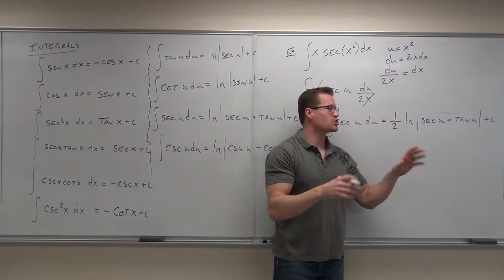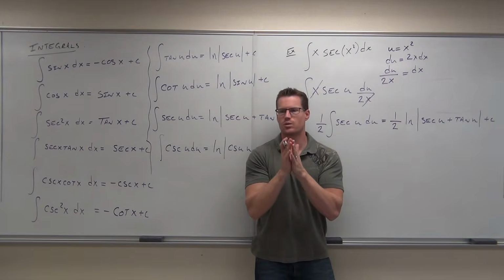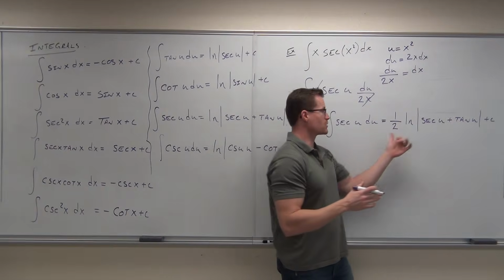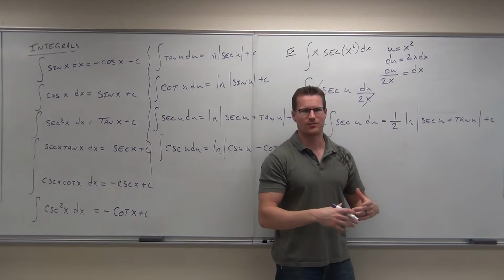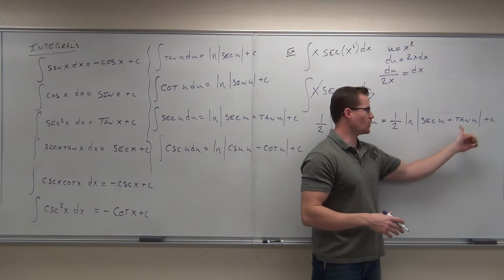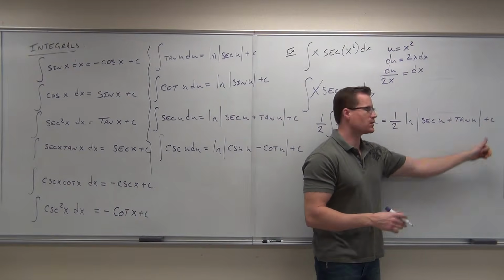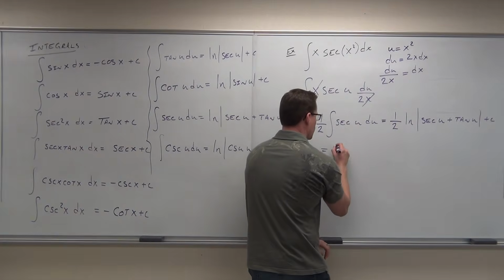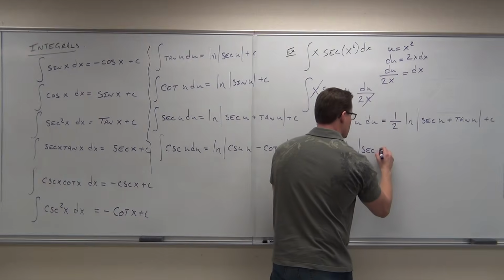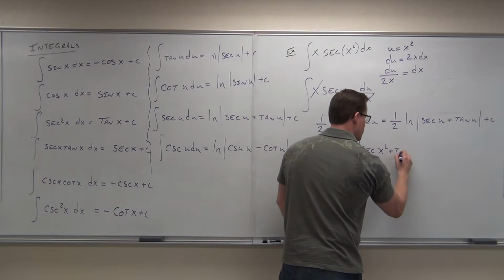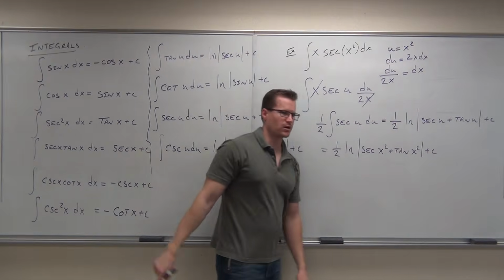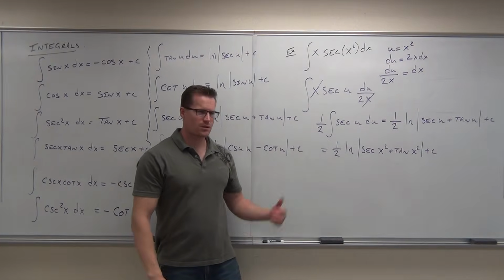Anyway, the last thing that you want to do though, please don't forget to substitute back in. A lot of people when they're doing this, they either do u's and they go, I'm done, that was so hard, oh, I'm finally done. Or they just put x's right off the bat. You don't want to do that either. Okay, so what goes here and here? X squared. Yeah, so our answer is going to be 1/2 ln absolute value secant x squared plus tangent x squared plus c. You guys all right with that one?